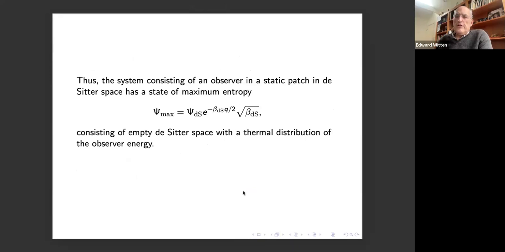So long ago in the 1970s, Gibbons and Hawking suggested that there should be a notion of entropy for an observer in de Sitter space. They suggested it on the grounds that the observer experiences a future horizon. And Bekenstein and Hawking had associated an entropy to a black hole horizon. So Gibbons and Hawking said there should be an entropy for a de Sitter horizon, for a cosmological horizon as well. And they proposed that, in fact, the area of the horizon was the entropy.